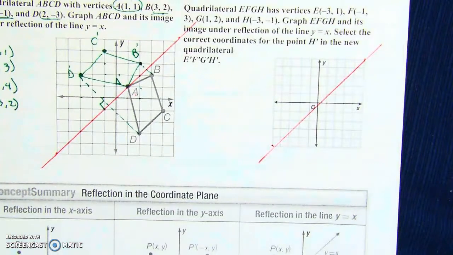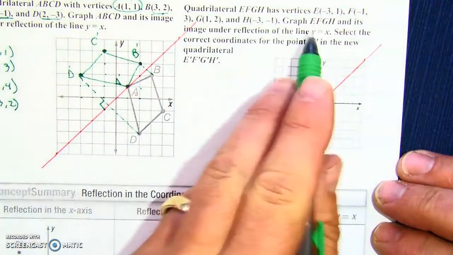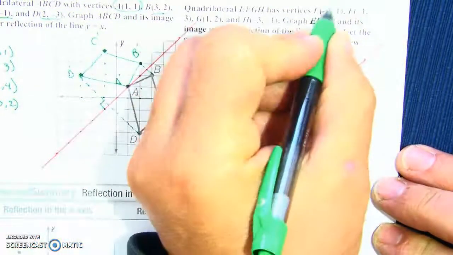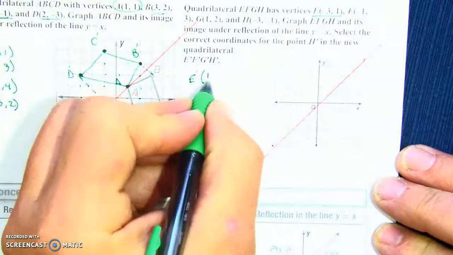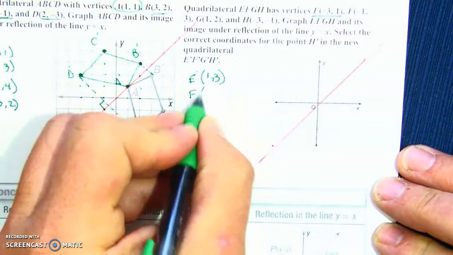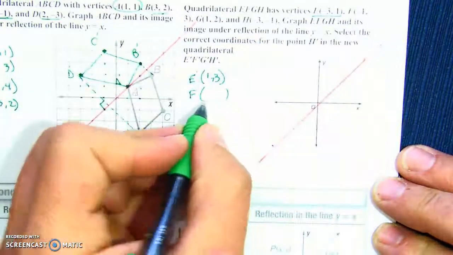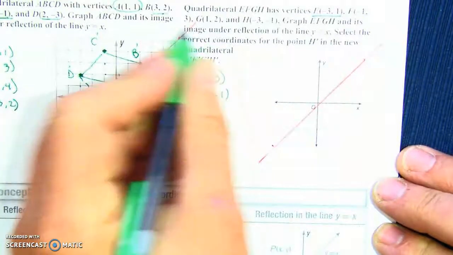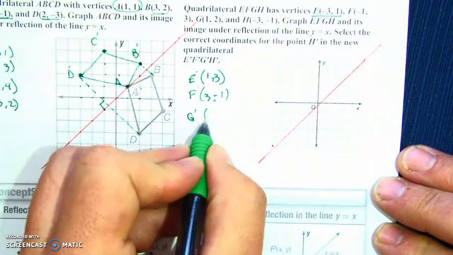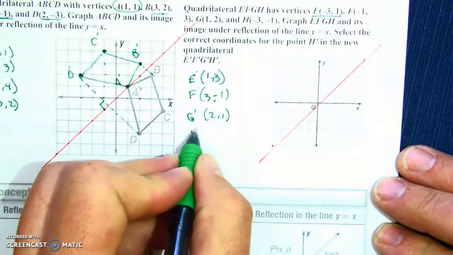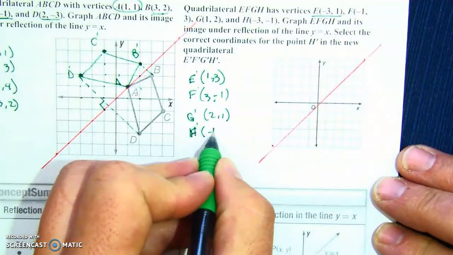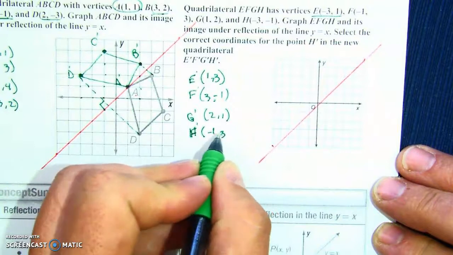Now it's going to go ahead and plot my points here. Now they don't even have them on here, which is good. So we can sit there and go, okay, E prime. So let's look at E. All we have to do is flop spots. Okay, so 1, negative 3. F prime is going to be 3 comma negative 1. G prime is going to be 2 comma 1. And then H prime, sorry, is going to be negative 1, negative 3.